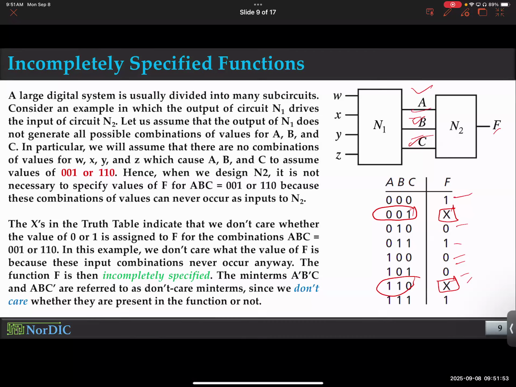Are you all with me? That means since it will never appear, it doesn't matter what you choose to be its output. You could say that, hey, for these combinations, my output will be 1.